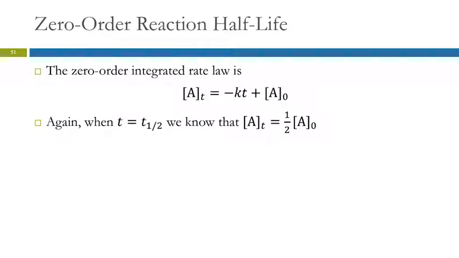Zero order. So here's our zero order integrated rate law. And to find an expression for T1/2, we're going to do the same thing. The concentration at this time we're interested in is equal to 1/2 of the initial concentration. So I'm going to put 1/2 A0 in for At. So 1/2 A0 is equal to negative KT plus A0.